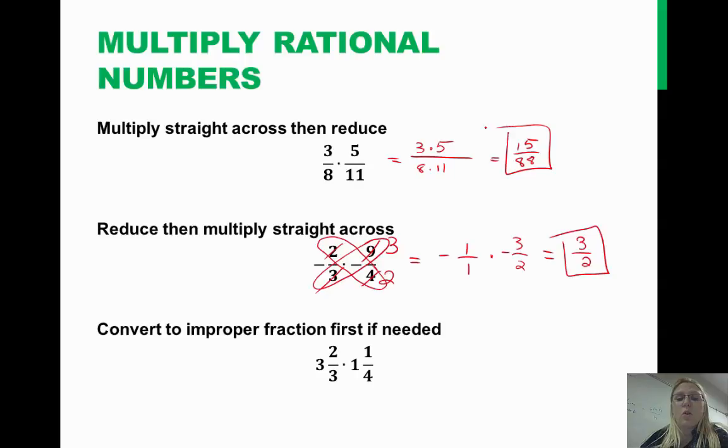All right, so the next one I want to show you is a mixed number. When we have mixed numbers, we need to convert them to improper fractions first. So remember, for this, I'm going to take 3 times 3 plus 2 over 3, and I'm going to multiply that by 4 times 1 plus 1 over 4. So 3 times 3 is 9, plus 2 is 11 thirds, times 4 times 1 is 4, plus 1 is 5. It's 5 fourths. If we multiply straight across, we'll have 55 over 12.